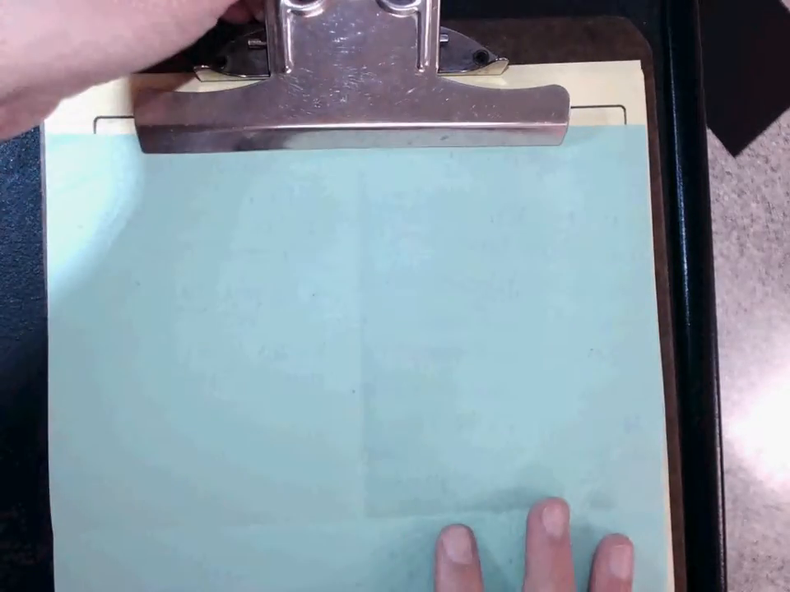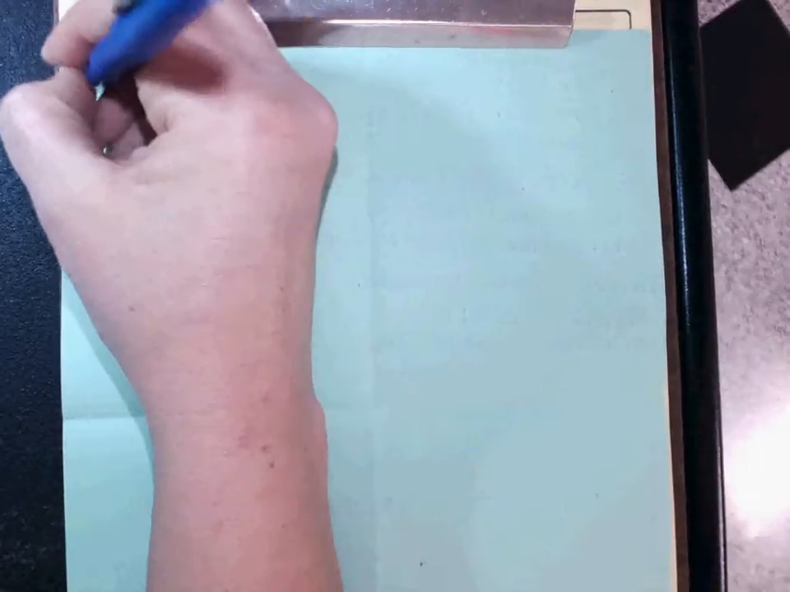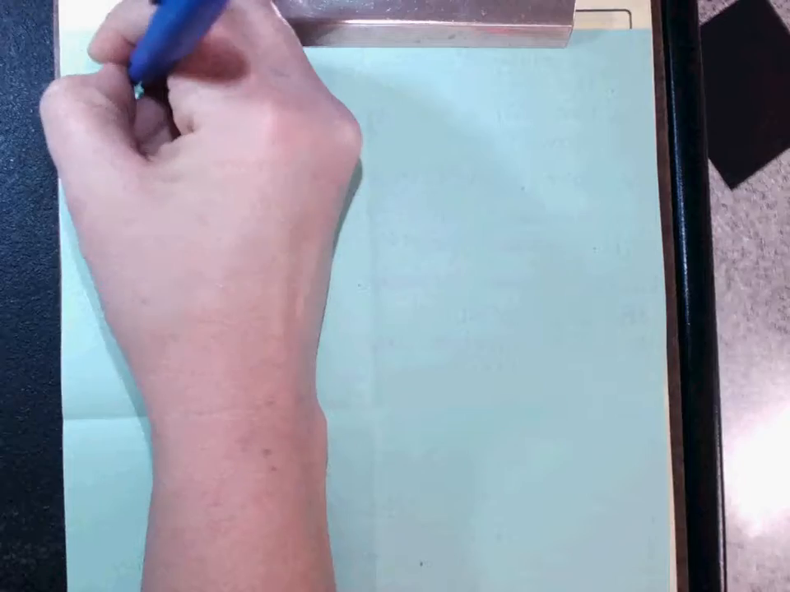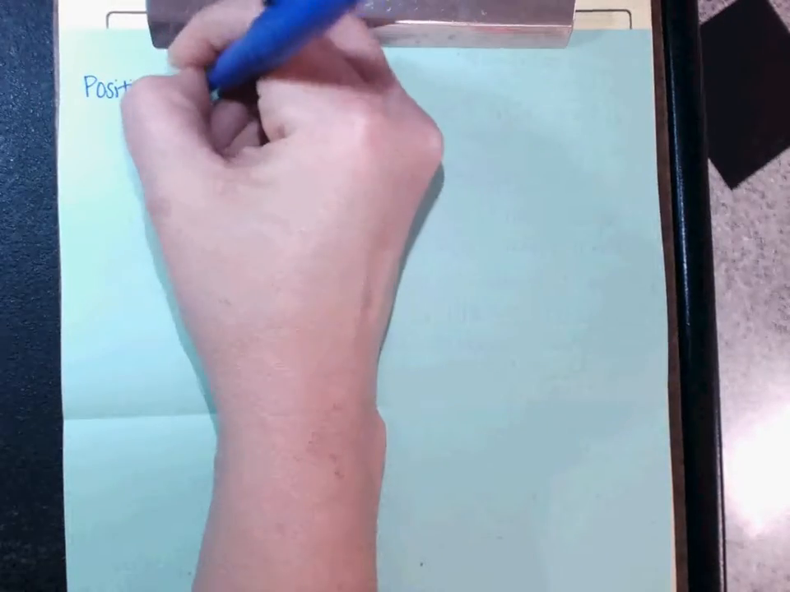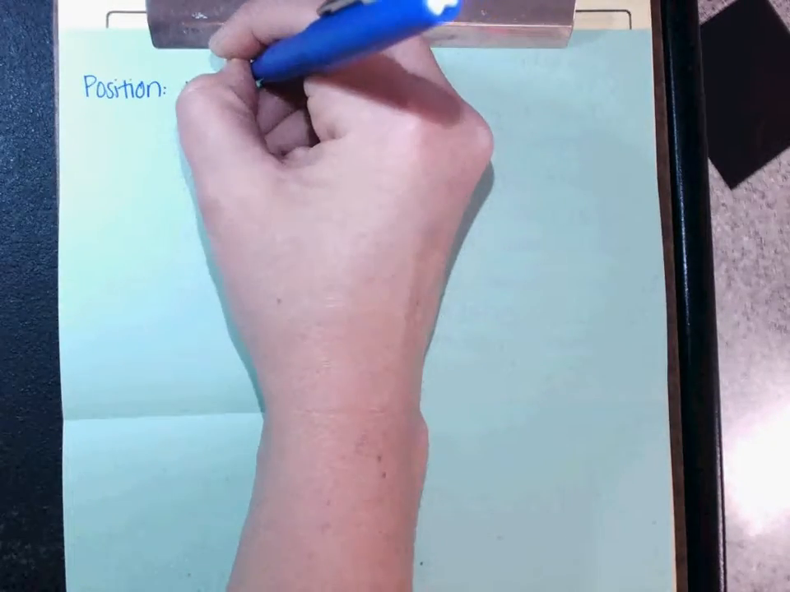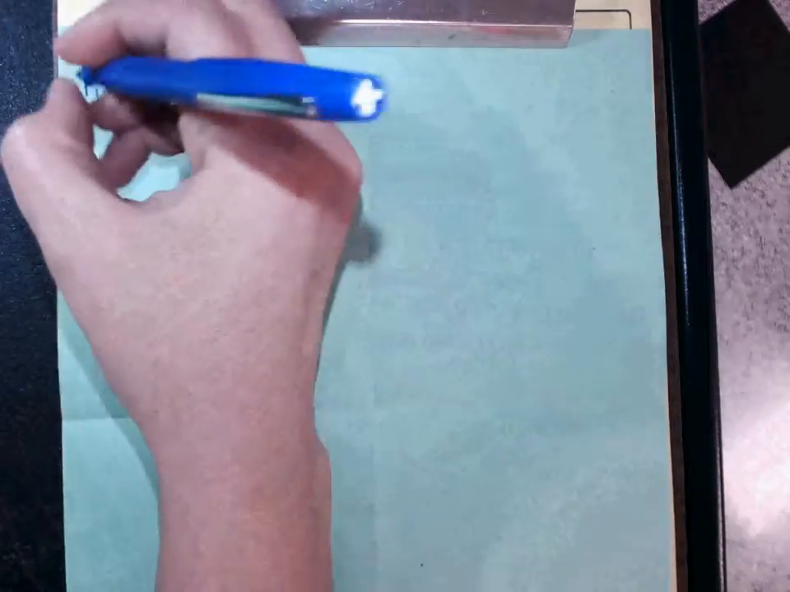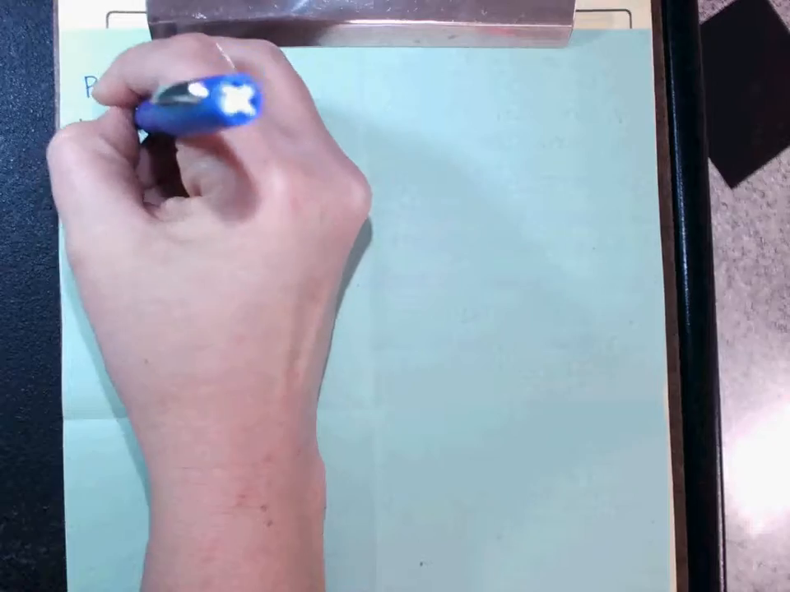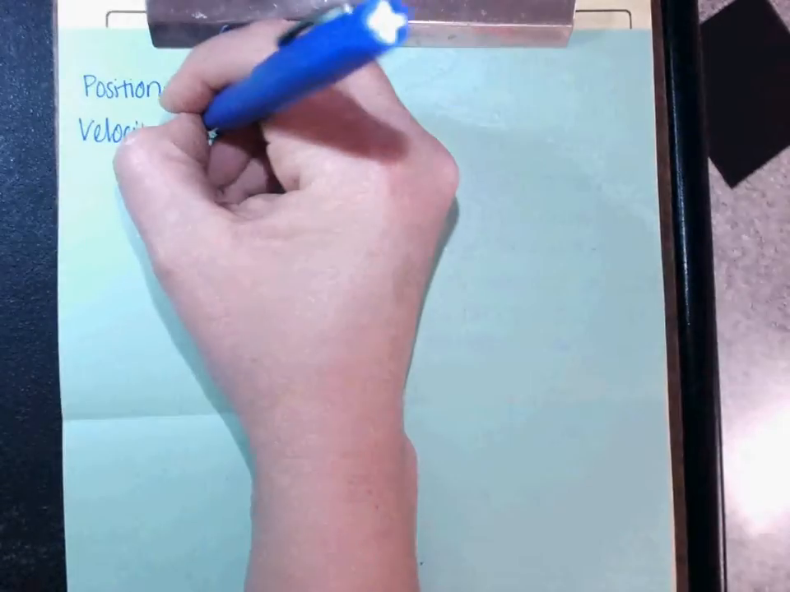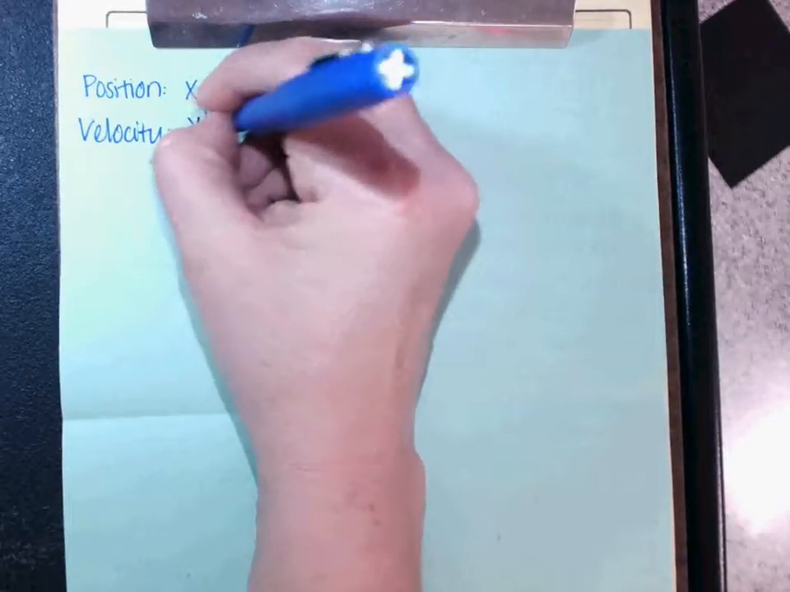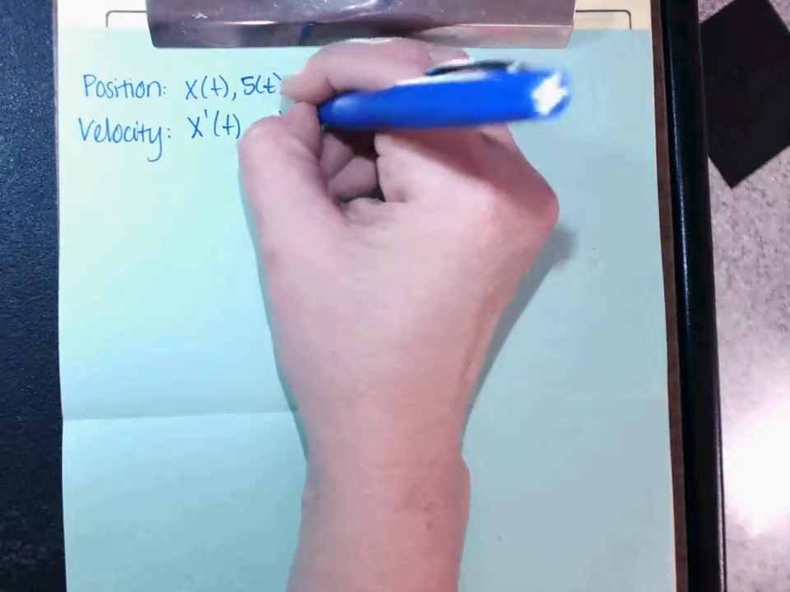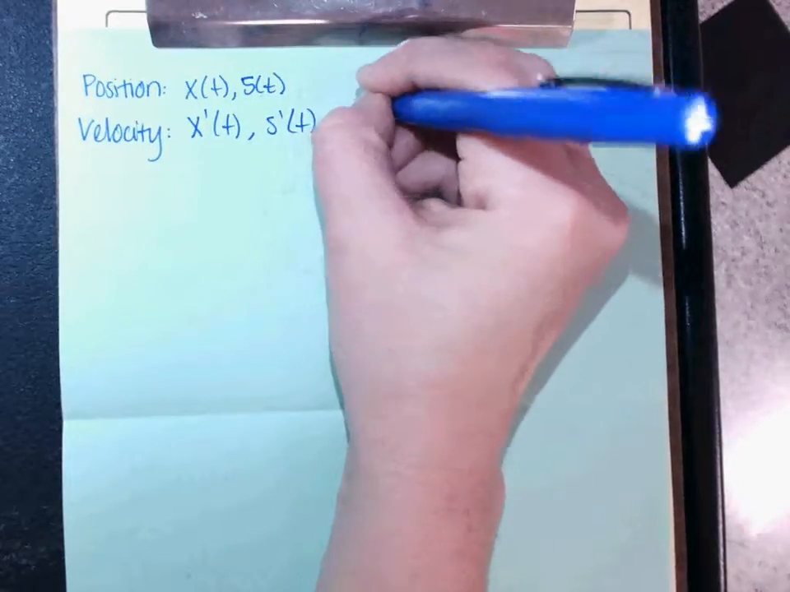All right, on the back, top right-hand corner, we are going to talk about velocity. So remember that if position is x of t, it is also sometimes called s of t. Then the derivative of that would be velocity. So velocity equals x prime of t or s prime of t. But typically you call it v of t.